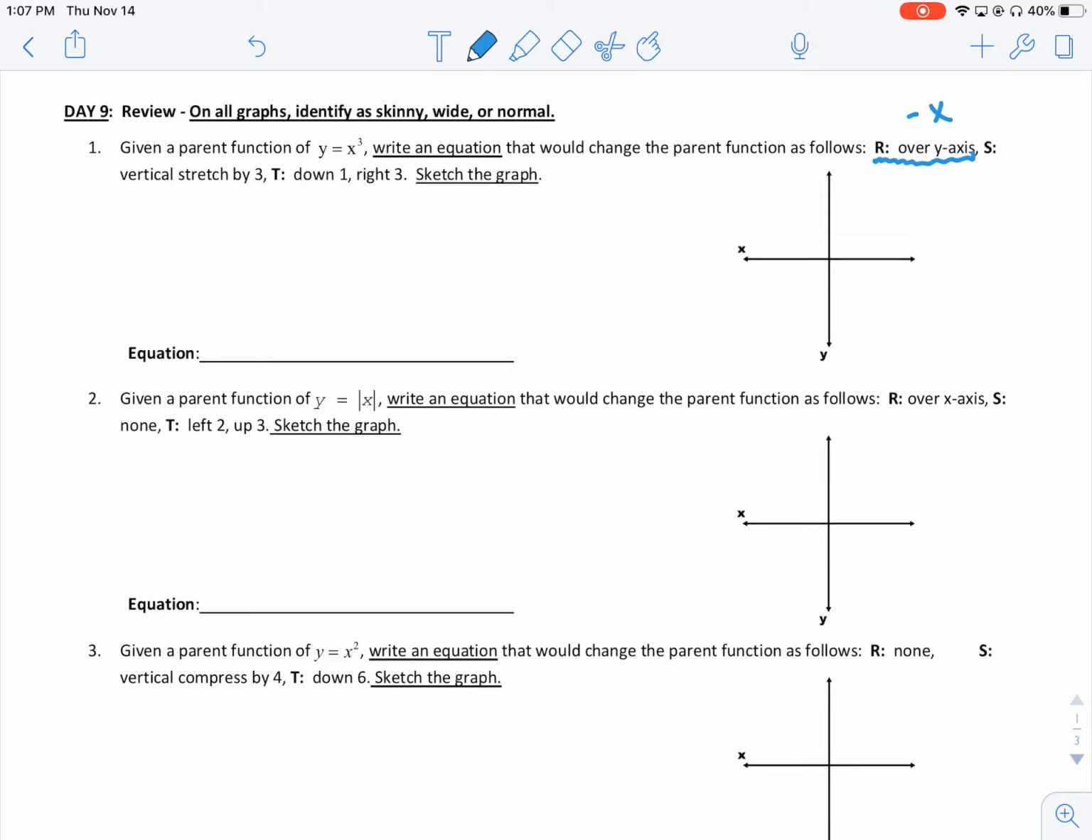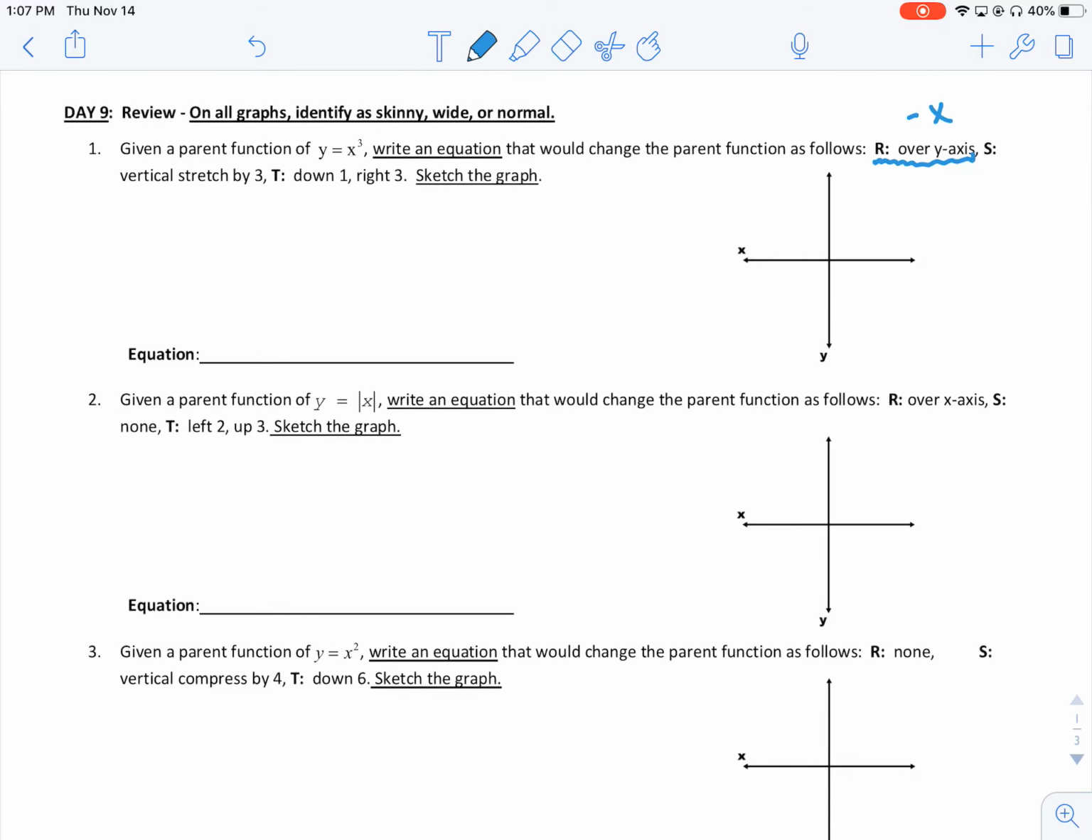And we have a stretch on the vertical by 3. And it's down 1, right 3. So we start building this here. We have y equals, if it's right 3, that's going to be x minus 3. Put parentheses right around that right away and lock it in so that you don't make a mistake. Then it's going to be down 1, so we have a minus 1 on the outside. That's a boss, vertical outside same.